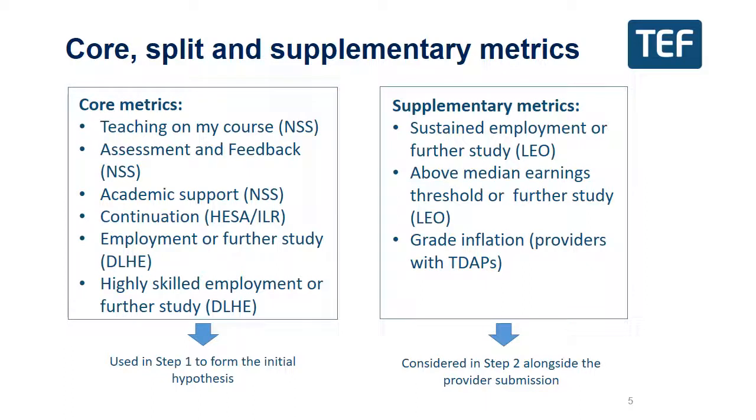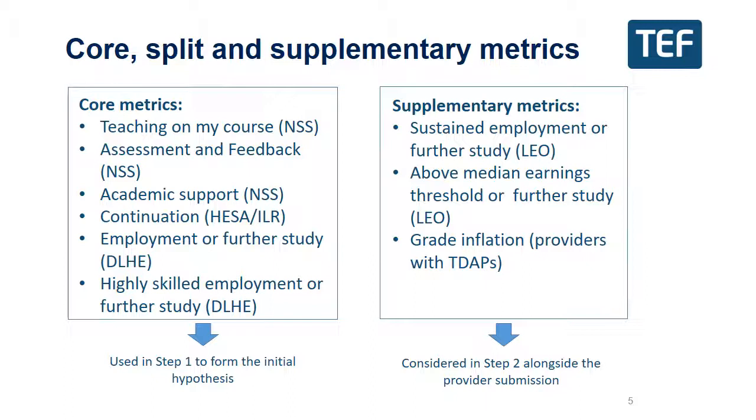So here are the 6 core metrics and the 3 supplementary metrics that we use. I'm going to come back to these in more detail and explain how they're calculated, but I'll take a minute to give a quick summary here. Looking at the core metrics first, the first 3 core metrics pull on student responses to the National Student Survey, the NSS. The NSS is an annual survey sent to students in the final year of their course that asks students about different aspects of their studies.